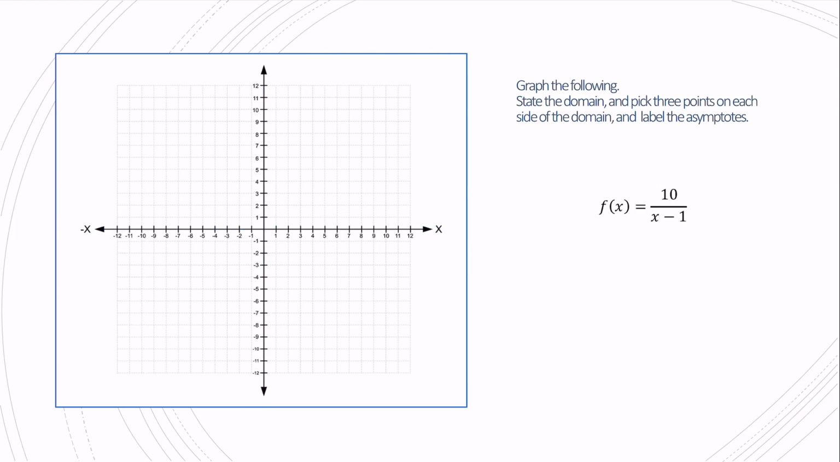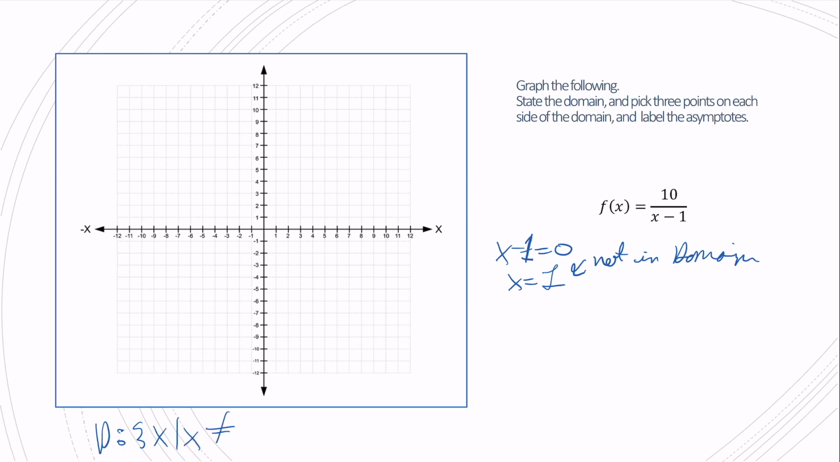Next, I've got 10 over x minus 1. So I'm going to have x minus 1 equals 0. So that means x equals 1. This is not in my domain. It's going to be an asymptote. My domain is all values of x as long as x doesn't equal 1. So I put a little dashed line here because that tells me how my graph's going to be divided in 2. And then I pick some values on either side of it.